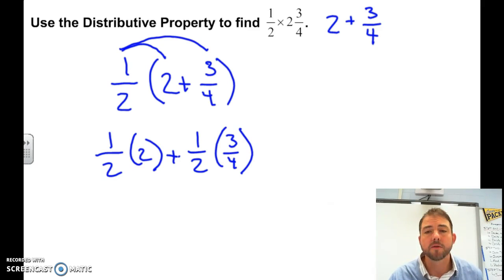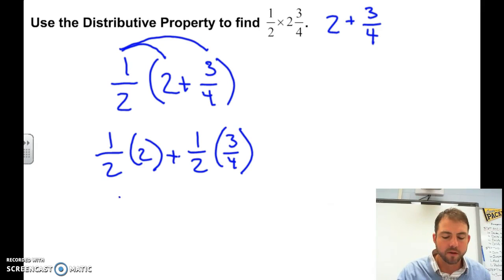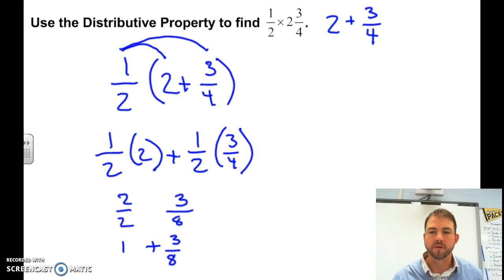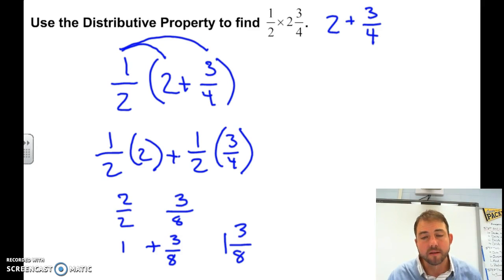Now, when we multiply fractions, we simply multiply across. So this becomes 2 over 2, which is equal to 1, plus this is 3 over 8, which is still 3 over 8. That is the simplest form. Then we combine it back together to get 1 3/8. So again, maybe not a mental math problem, but definitely a different way to solve a multiplication problem dealing with fractions, especially with the mixed number.